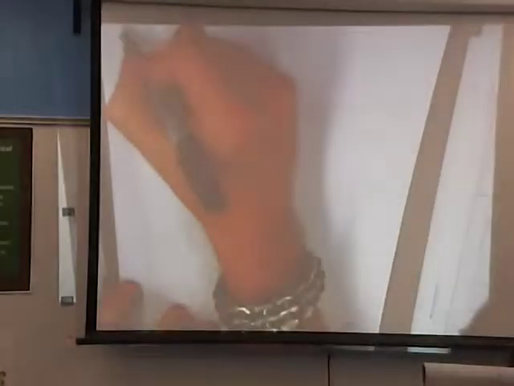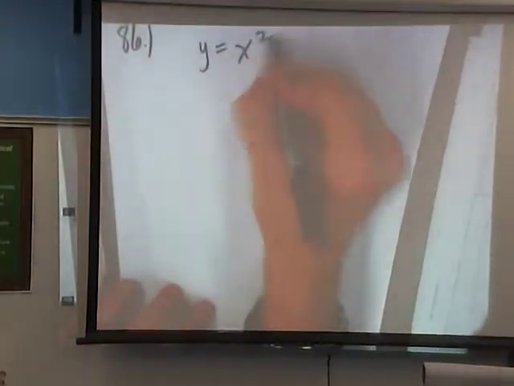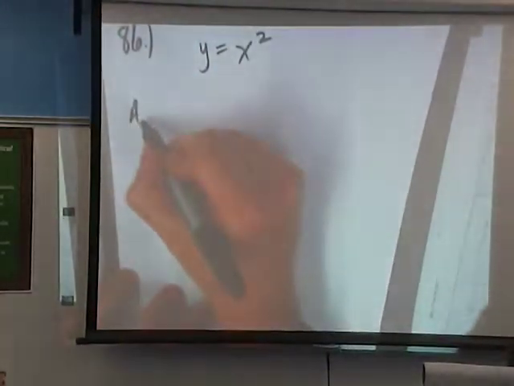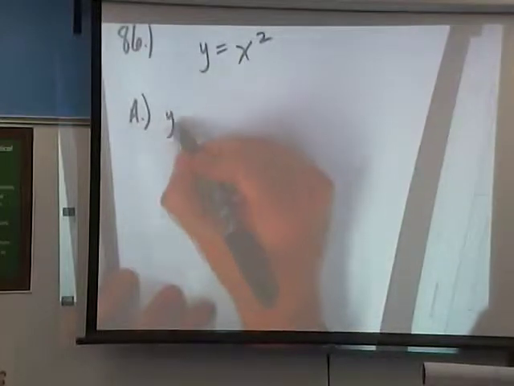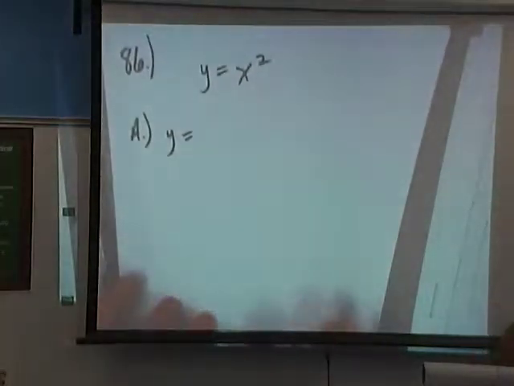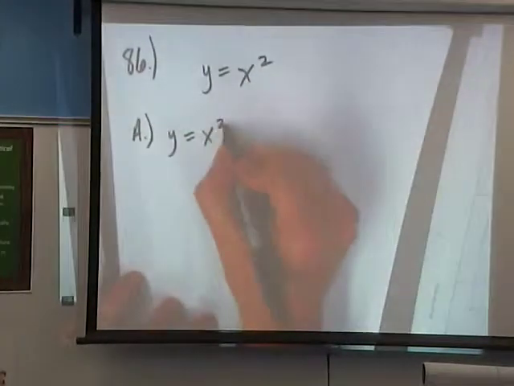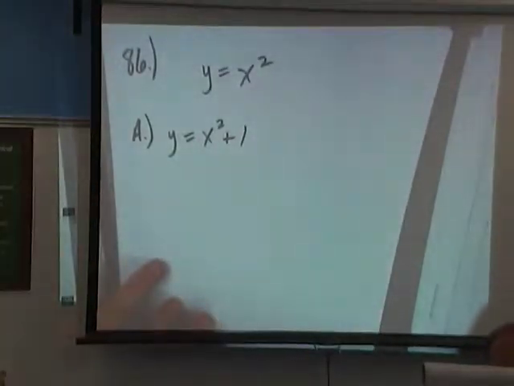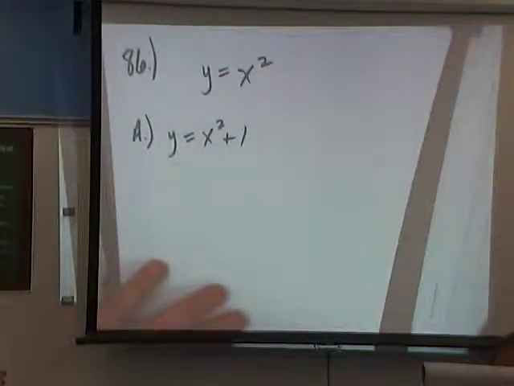86. Describe the translation of each with respect to the graph y equals x squared. So A is y equals x squared plus 1. What does it do when you add 1 to the graph?